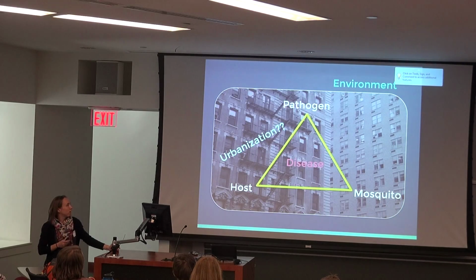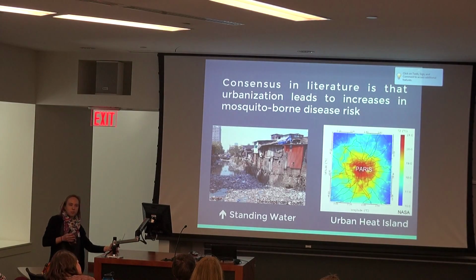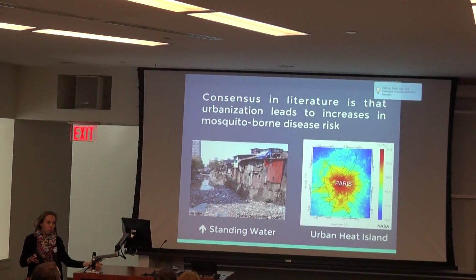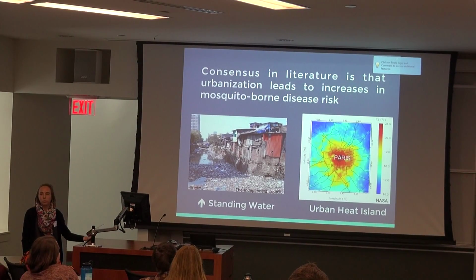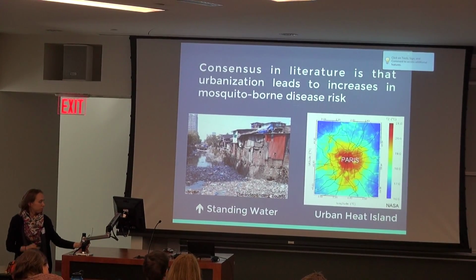What I'm specifically interested in is urbanization and mosquito-borne disease. In general, it's expected that urbanization is going to lead to increases in mosquito-borne disease. There are a lot of different hypotheses why, one of which is that an increase in impervious surfaces leads to more standing water, which provides more mosquito habitat, or the urban heat island effect, whose hotter temperatures can lead to faster development rates of mosquito larvae and higher population growth rates.